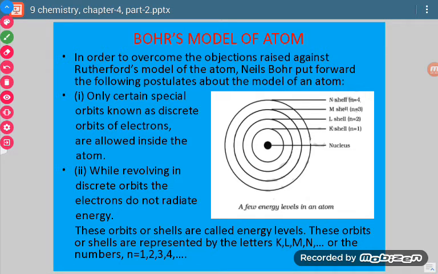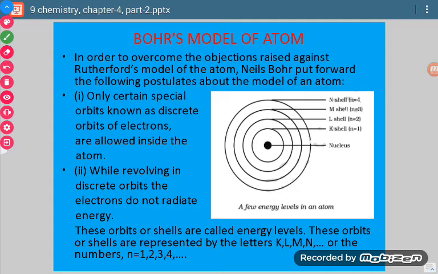Okay, now see, we discussed Rutherford's model of an atom where he said that electrons move continuously at very high speed around the nucleus. So that point was not valid because if that happens, then the atom will not exist. So Bohr corrected this mistake and he gave his model of an atom, for which these are the postulates.